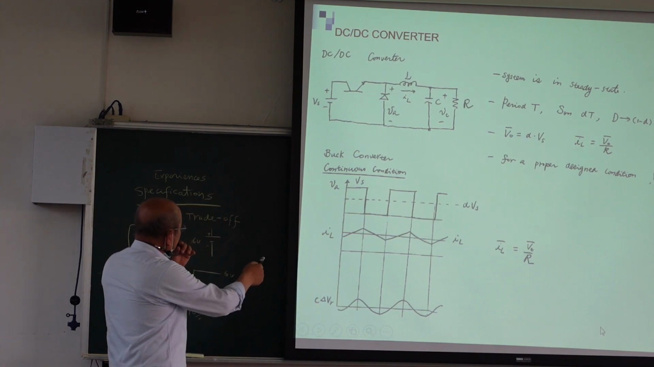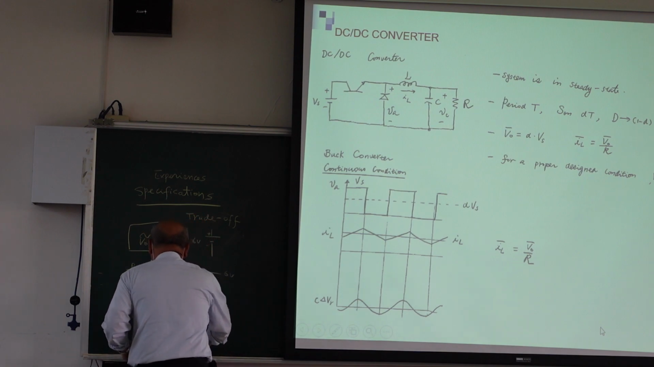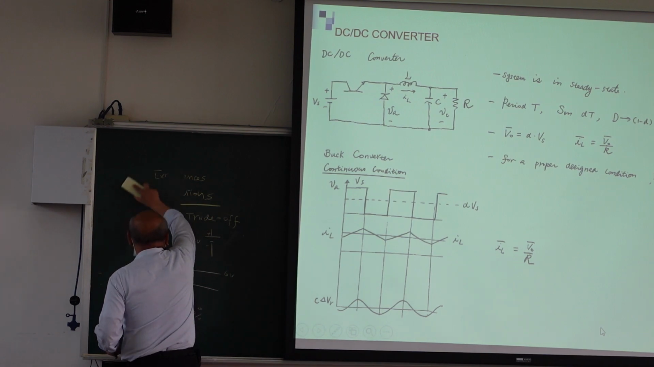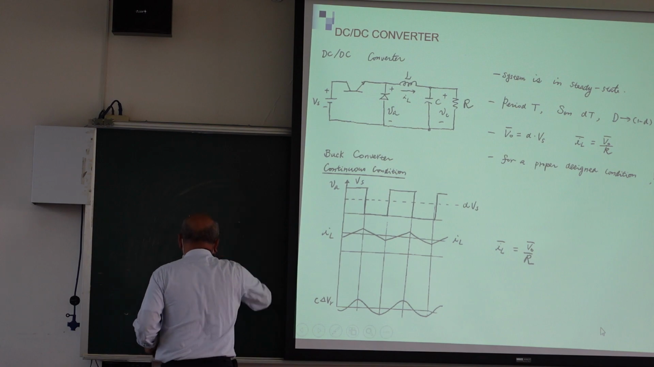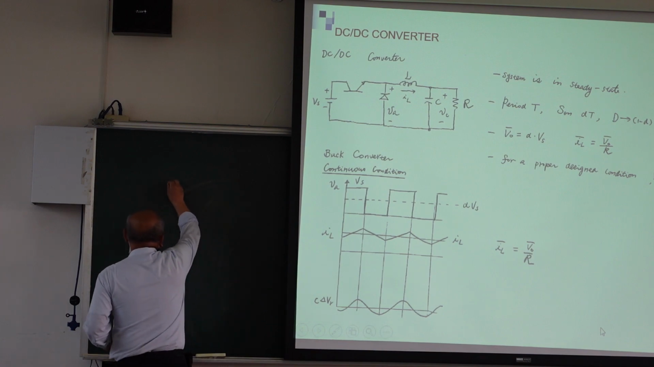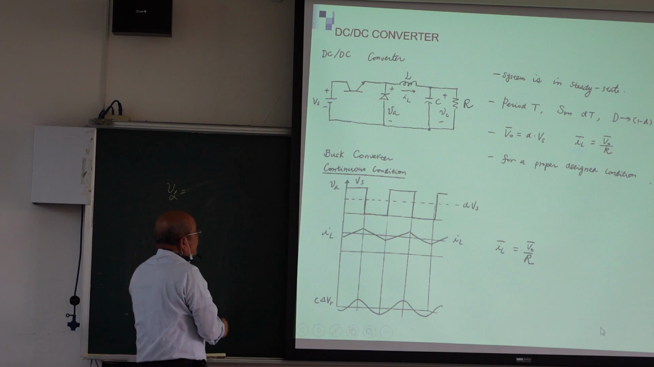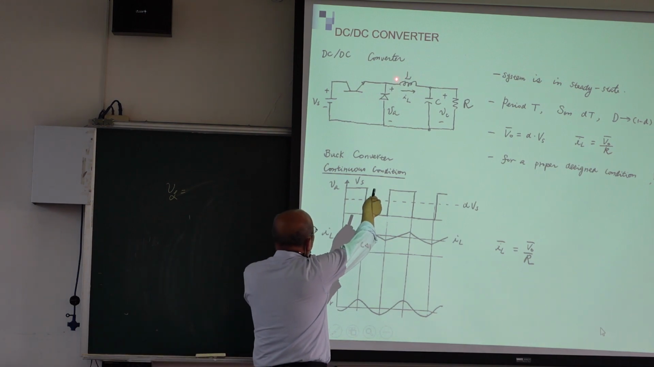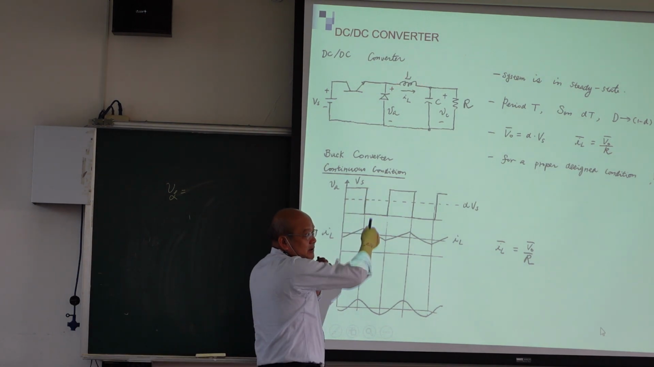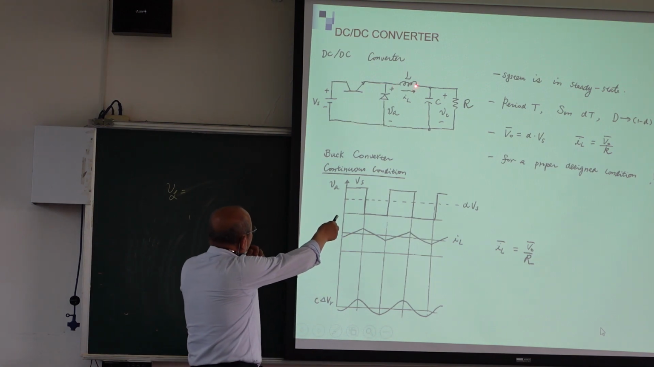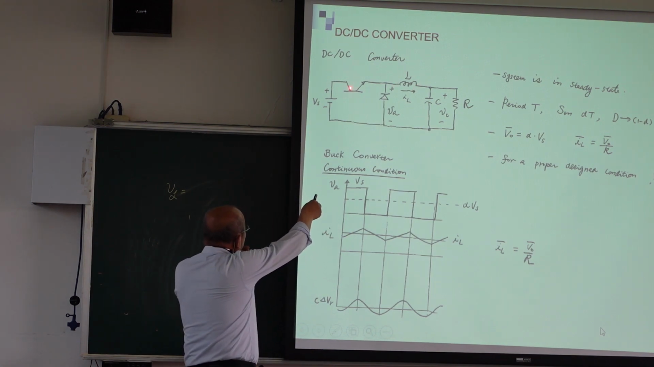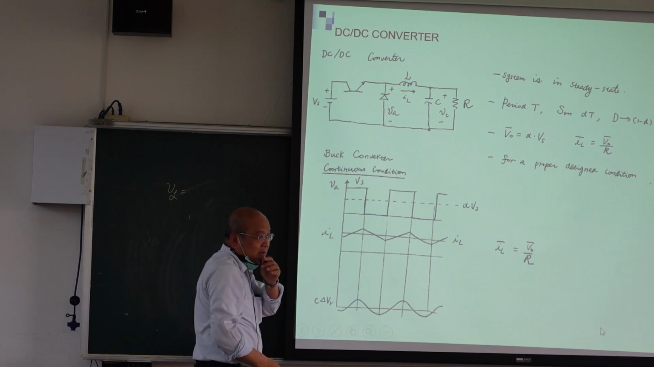Then how about the inductor current? So what is the inductor current? So we can see VL. What is VL? VL is the voltage from here to here, right? So what is VL? If the switch turns on, then VL is equal to VS. If the switch is off, then it is equal to 0. How about this one? Always VO, right?